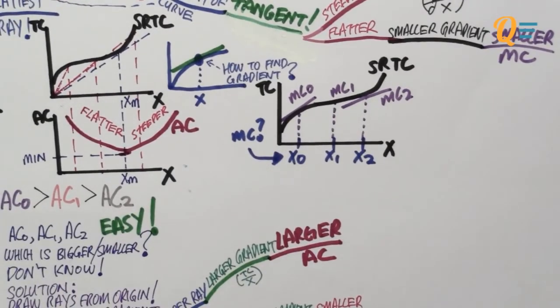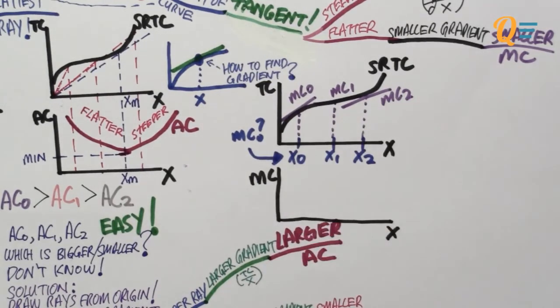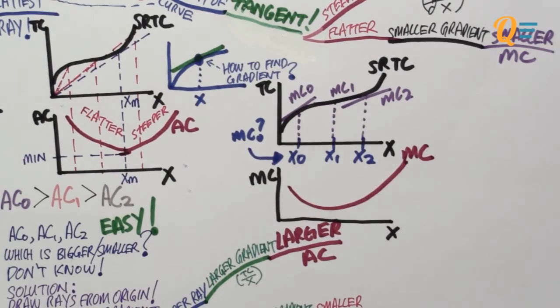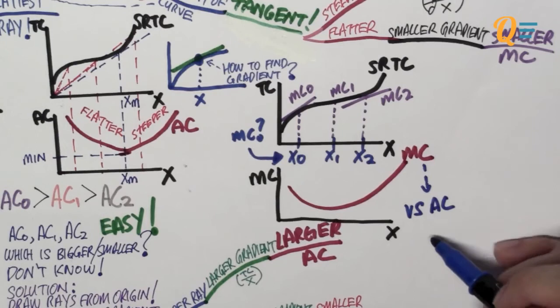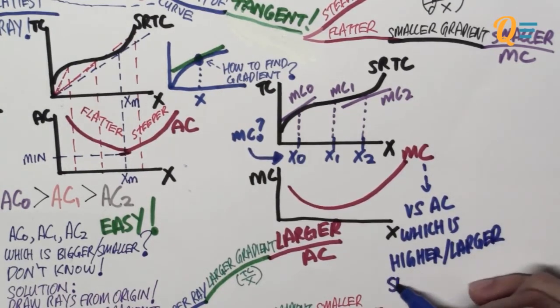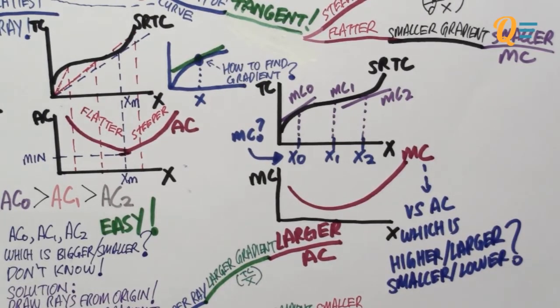So I'm going to extend this graph to a marginal cost curve graph below, and you're going to notice that it is also in a U shape. So that is my marginal cost curve. But here's the thing. If I'm going to compare this to my average cost, how would I know which cost is higher or larger, smaller or lower for different quantities of X produced? How am I going to do that?